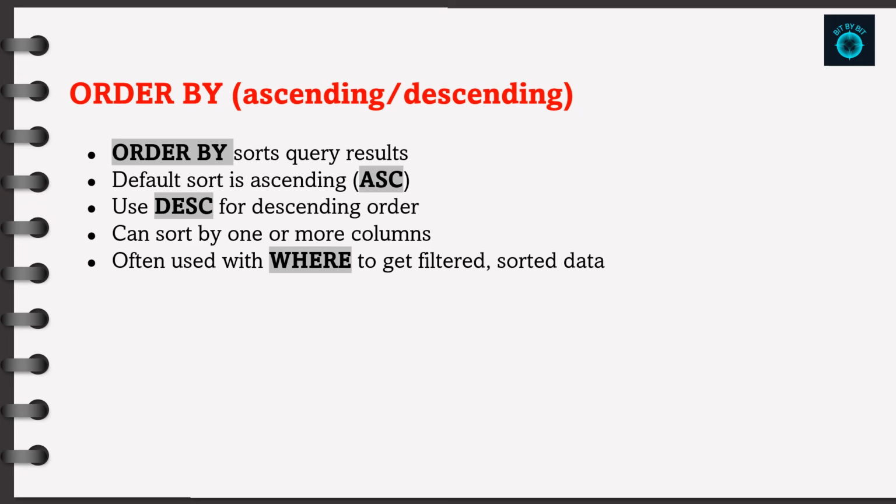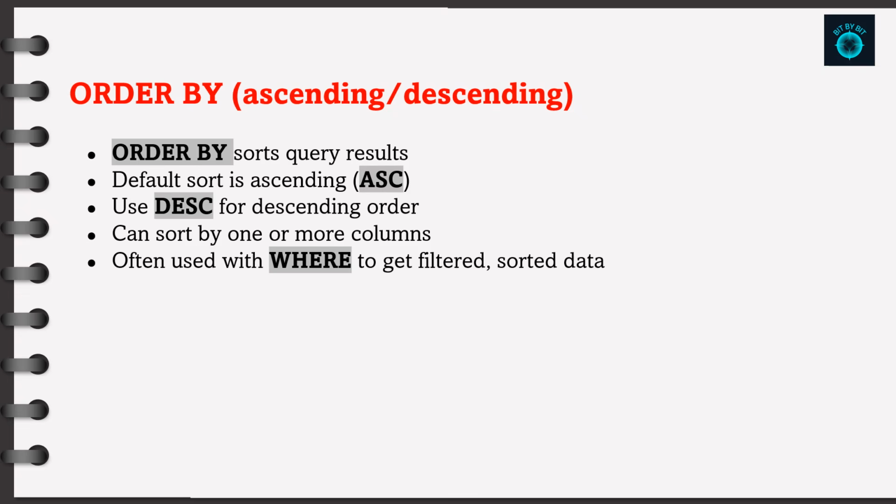Order by ascending, descending. The ORDER BY clause is used to sort the rows returned by your query. By default, SQL sorts in ascending order, which means numbers go from smallest to largest, and text goes from A to Z. If you want descending order, you add the DESC keyword after the column name. In descending order, numbers go from largest to smallest, and text goes from Z to A.